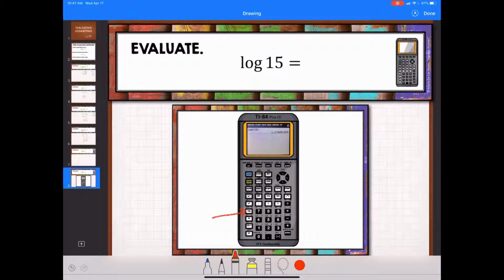So the log of 15 is approximately, so I would use the approximately symbol instead of the equal sign, 1.176. So it's an irrational number, so it'll have a really long decimal, and you just round it off. In this case, I rounded to the nearest thousandths. And again, this works for logs with base 10.